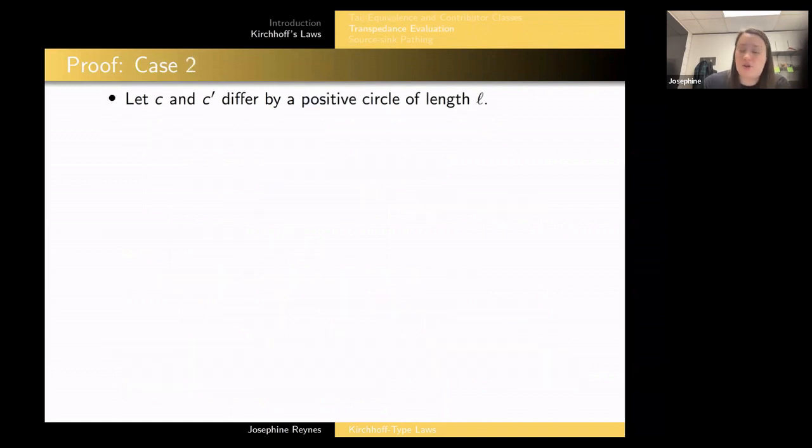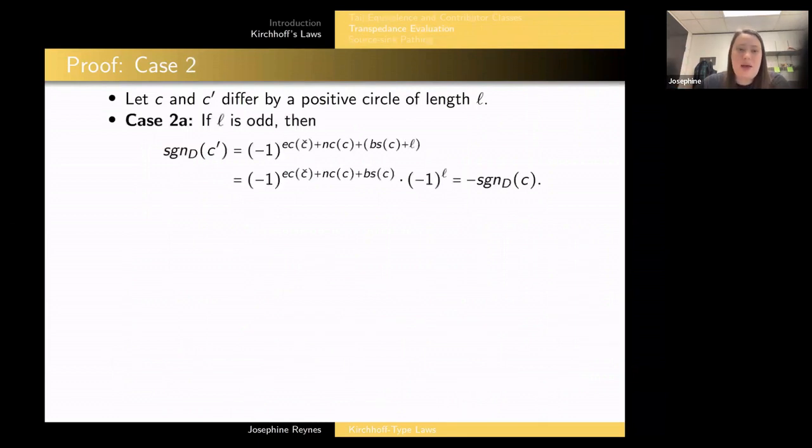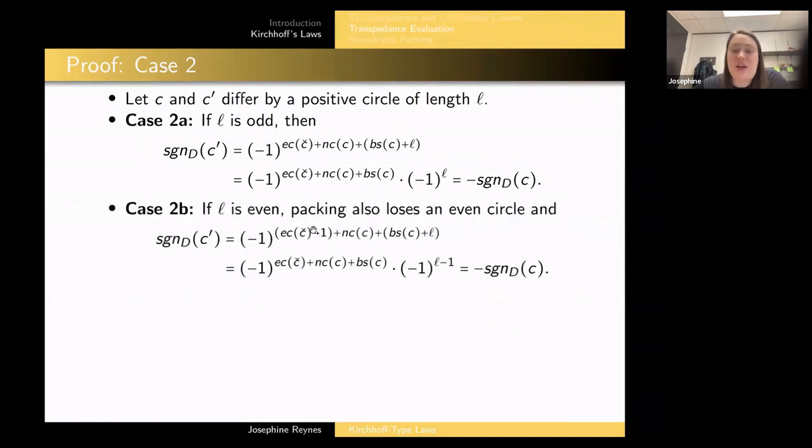Now, if they differ by a positive circle, they're going to fall into my second category of the two sums that I broke up. And if I look at my first case, if this length is odd, when I pull it out, because it's a positive circle, I'm not changing my number of negative circles. I'm just having the number of backsteps change. I get -1 to the L. L is odd, so that flips the sign. If it's even, I'm going to be changing the number of even circles and the number of backsteps. So I'll get L minus 1 when I pull these out. And so again, the sign will change because L is even. So if my circle is positive, I change the sign, and if it's negative, I don't.